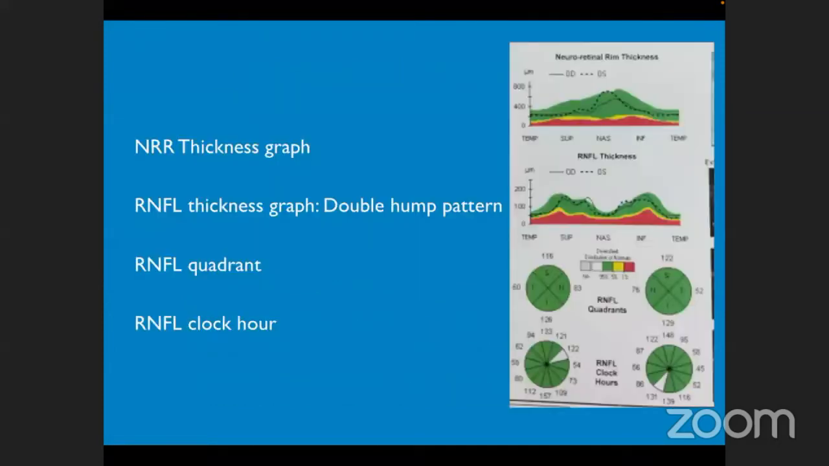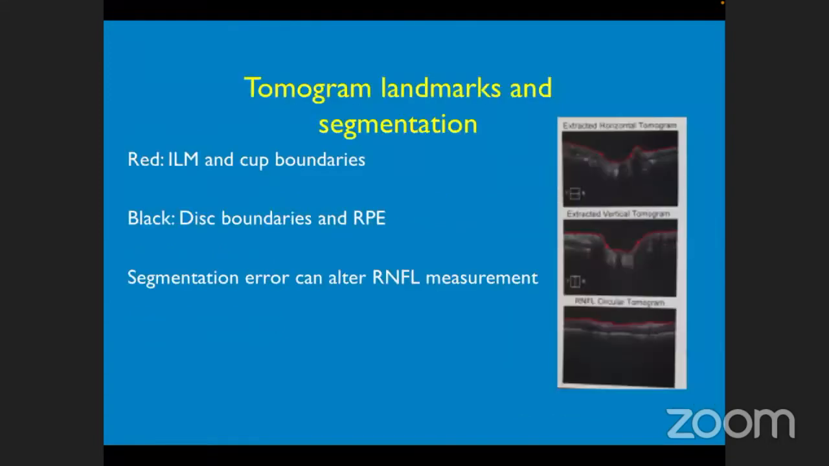The normative database is not available for patients below 18 years of age. Coming to the next map, the NRR thickness graph and the RNFL thickness graph, there is a normal double hump pattern which is seen if the RNFL quadrant as well as RNFL clock hour are also represented. So the clock hour pattern will give you a focal loss in the RNFL of the patient. Tomogram landmass and segmentation errors should be taken care of because they can alter RNFL measurements.